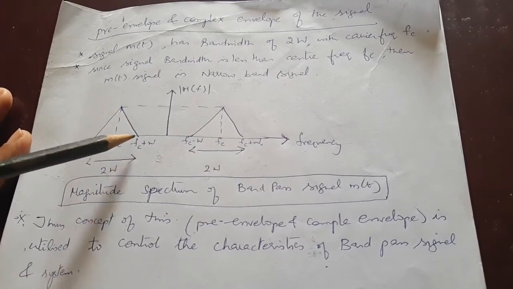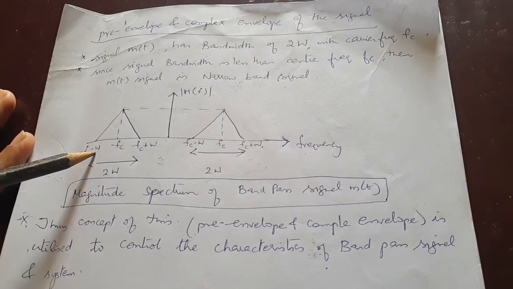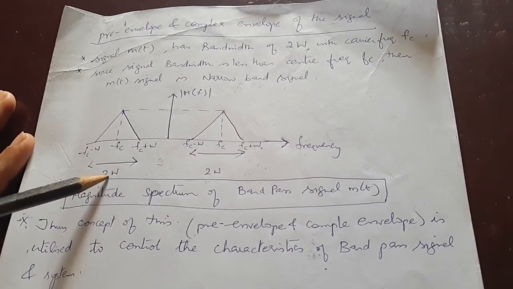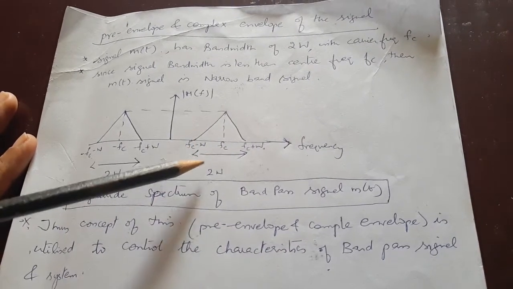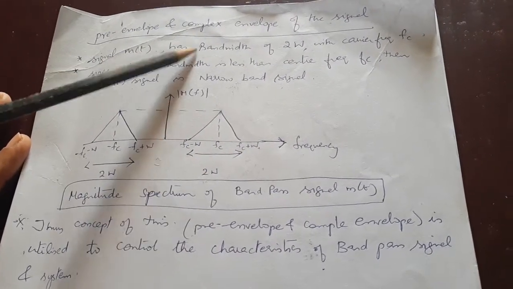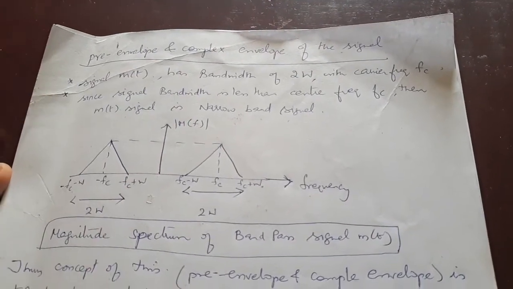When you take the bandwidth of this particular spectrum, you will get minus W of minus W, so you will get 2W. Similarly, plus W minus of minus W will be 2W. That's how we define the spectrum has a bandwidth of 2W.